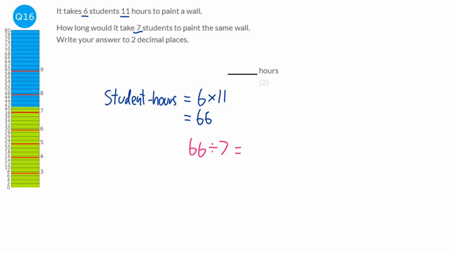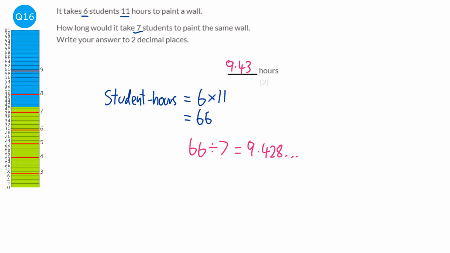So 66 divided by 7 is 9.428, and so on. It says it wants 2 decimal places, so it will take them 9.43 hours. Now check this makes sense. We've got 6 students and it takes them 11 hours. So we'd think if we had more students helping to paint the wall, it would take fewer hours. So we've gone from 11 hours to about 9.5.